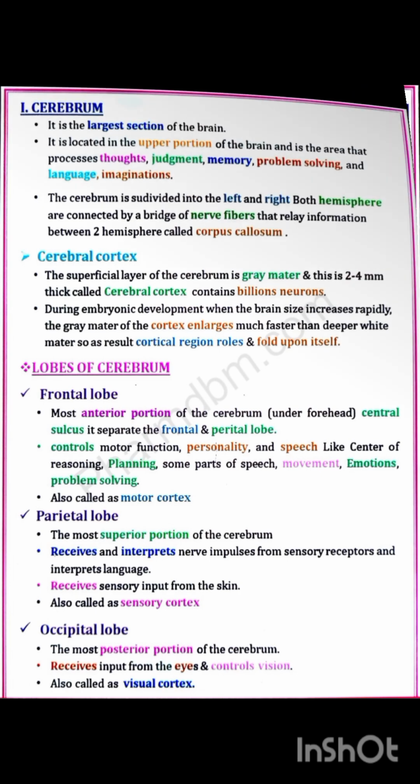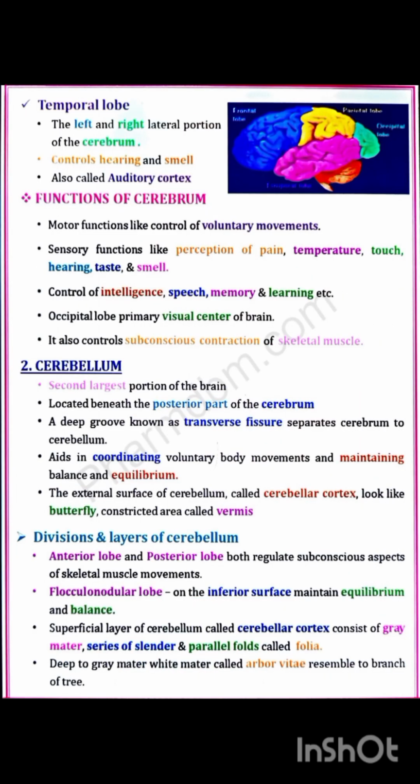Next, temporal lobe, the left and right lateral portion of the cerebrum, controls hearing and smell. It is also called the auditory cortex. The functions of the cerebrum: motor functions like control of voluntary movements, sensory functions like perception of pain, temperature, touch, hearing, taste, and smell, control of intelligence, speech, memory, and learning, etc.